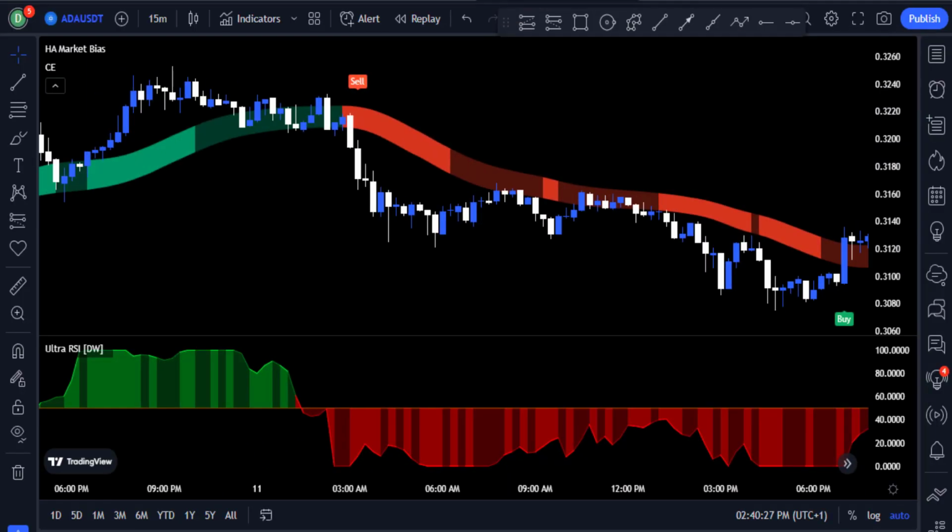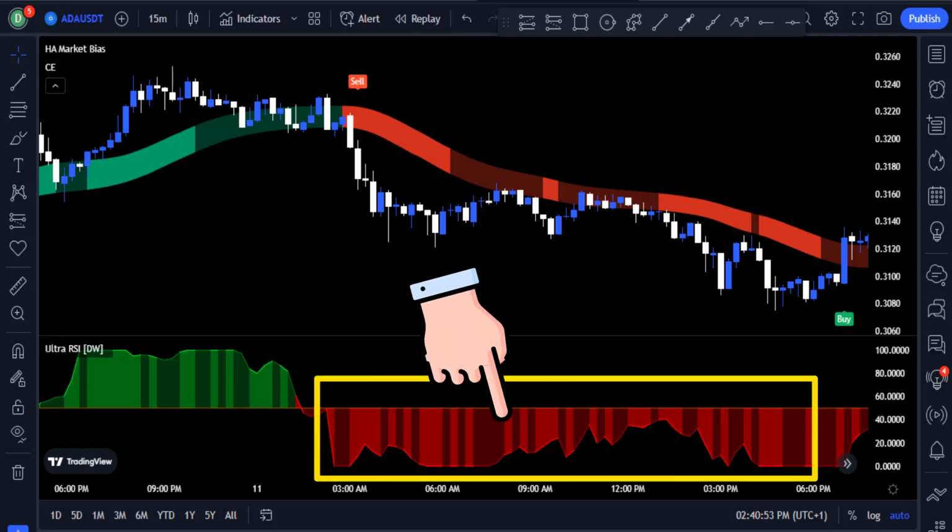Here is another example of a selling setup, and we are trading on the Cardano USDT contract and on the 15 minutes time frame. You can see that price was moving above the market bias indicator before it moved below the indicator. Then you got this sell signal from the chandelier exit indicator, and the market bias indicator changed to red, which was an early sign of a trend reversal.